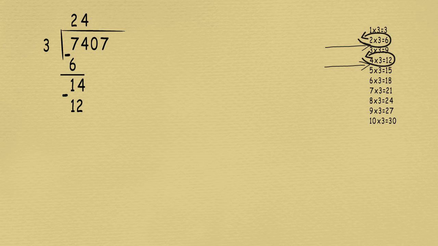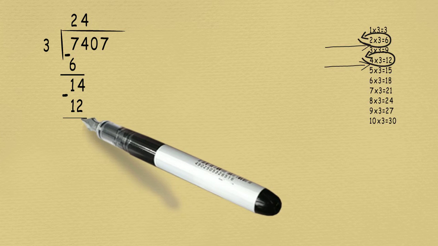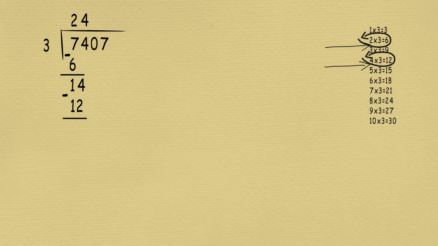And I'm going to perform another subtraction. So I have 14 minus 12 equals 2. And I'm going to bring down the next number underneath the division house, which is the number 0, so that I now have the number 20. And that was the end of the second step.